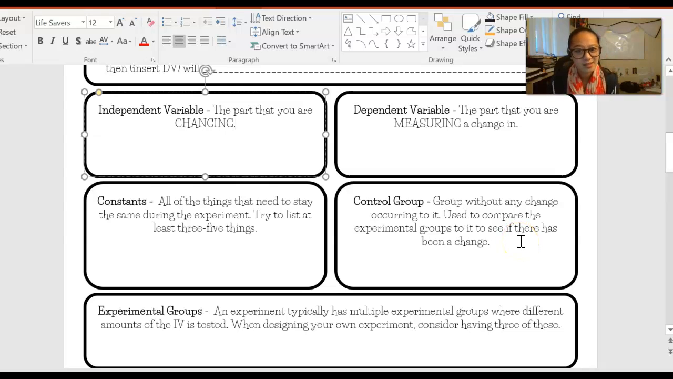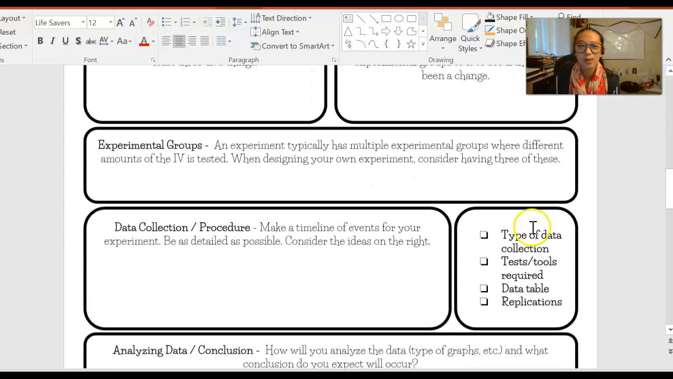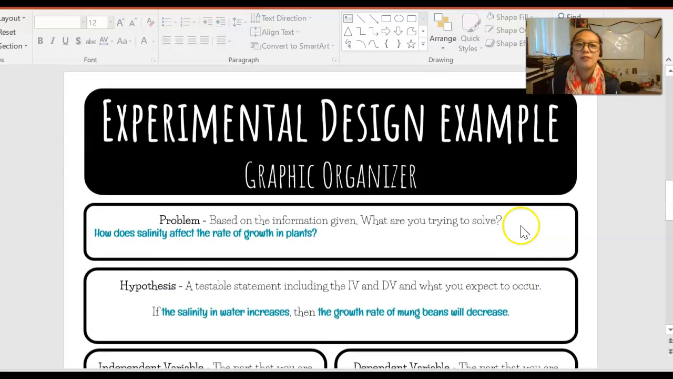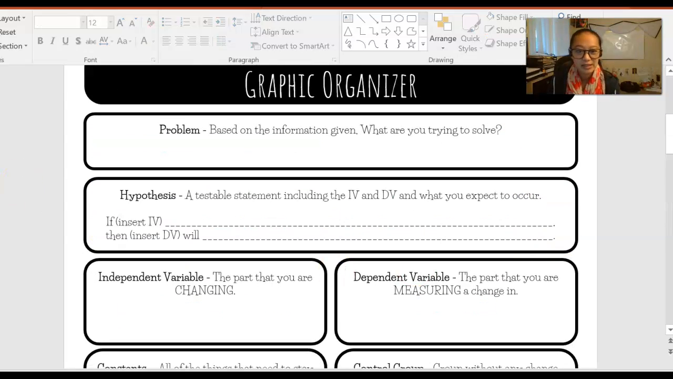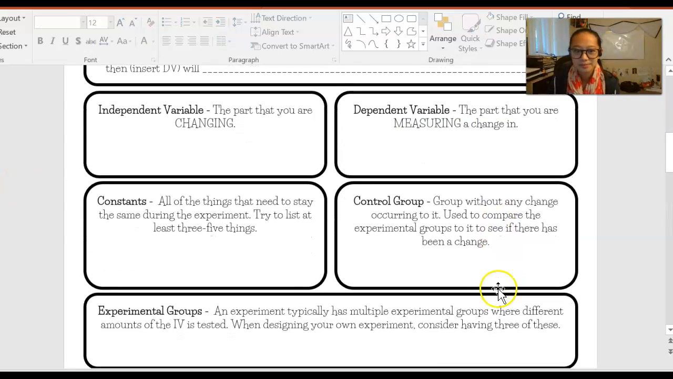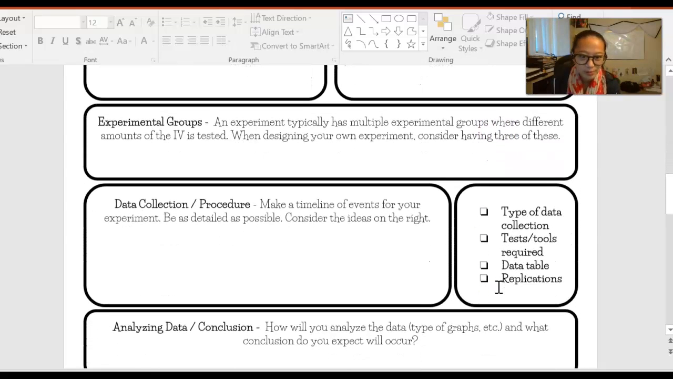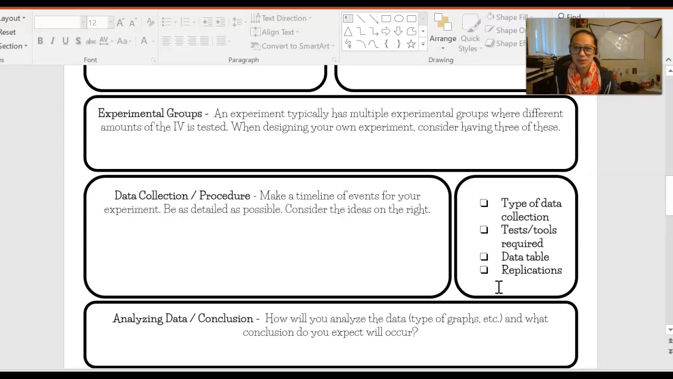And what is your control group? What is the thing that you're going to compare to, versus what are your experimental groups? What are the things that you're changing? Finally, if we go back here, we need to figure out how we are going to collect our data and how we are going to analyze it.